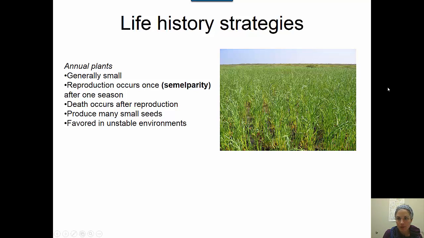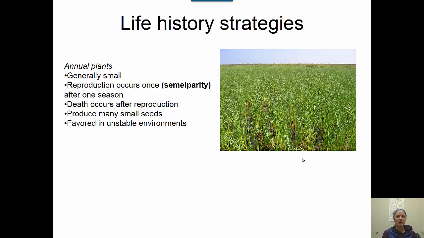This is the annual plant Salicornia bigelovii that I worked on in graduate school. And each one of these individuals can produce hundreds of thousands of seeds. They don't get really big. They're maybe about 25 centimeters tall. But a huge portion of their biomass is devoted to reproduction.